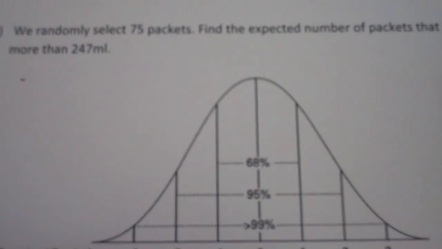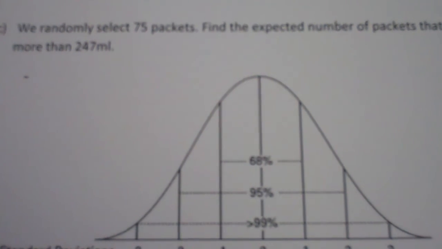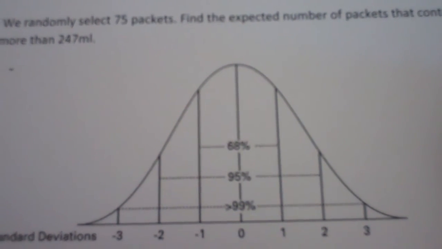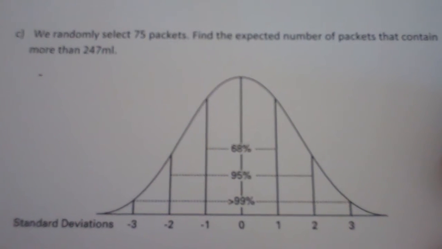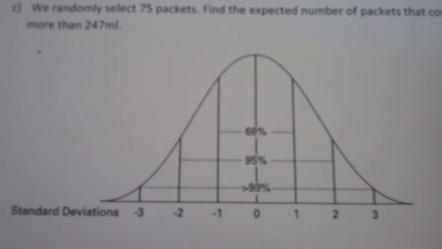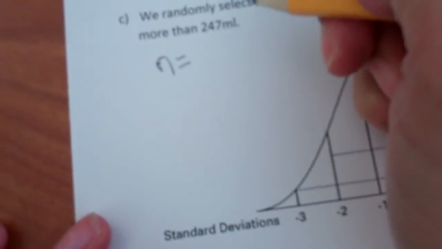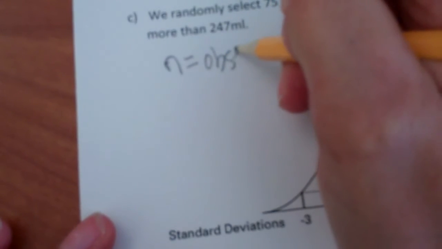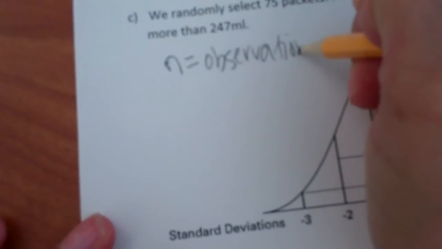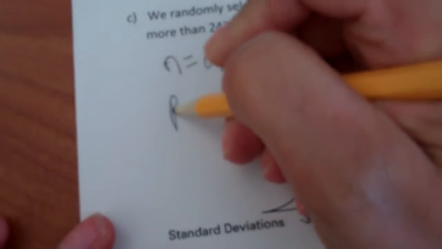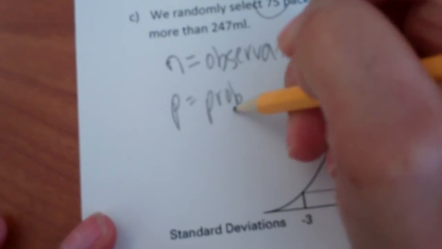Okay, let's go to our last one. We randomly select 75 packets. Find the expected number of packets that contain more than 247 milliliters. Now, to find this, we need two things. We need the number of observations, which we have, 75. And we're going to need the probability.